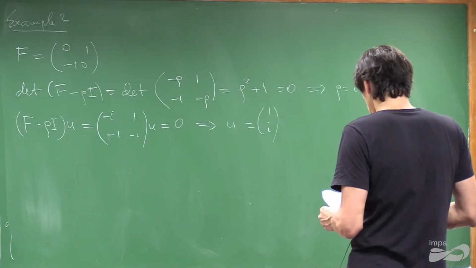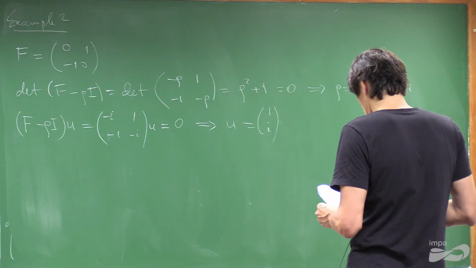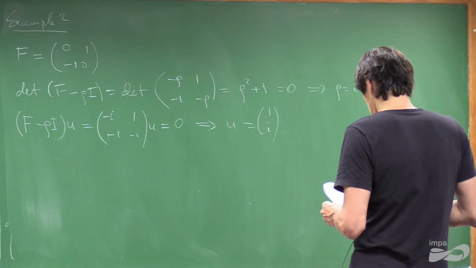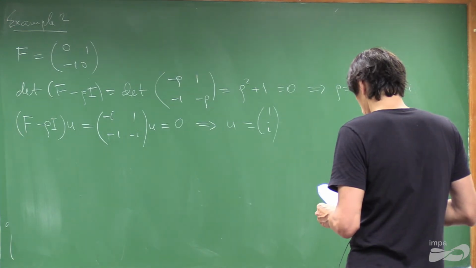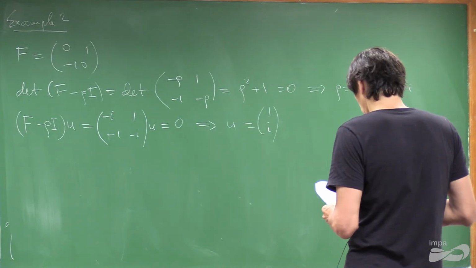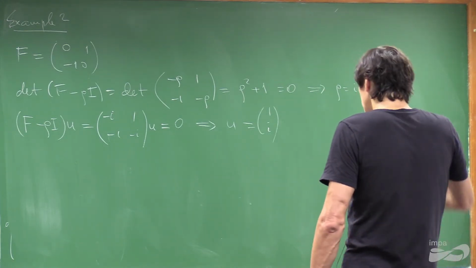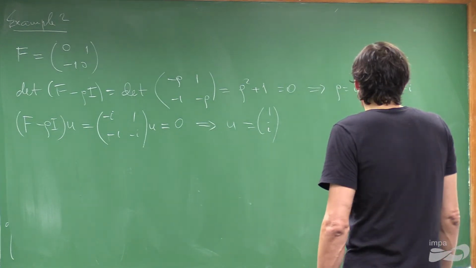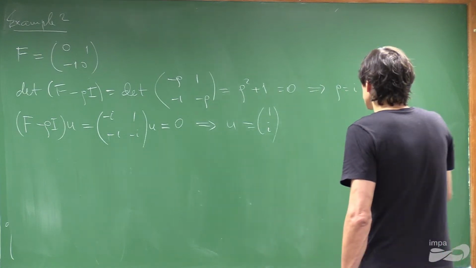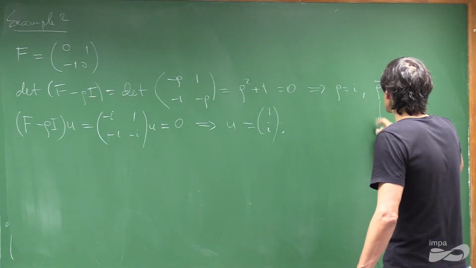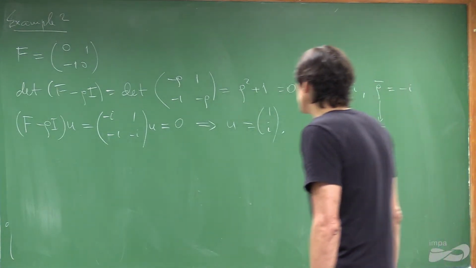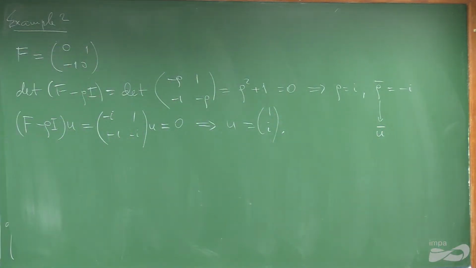Should be minus i. Good. Correct? And the eigenvalue which is complex conjugated gives you an eigenvector which is complex conjugated as well, so we don't need to compute it. So at the end we get two solutions which are of this form.